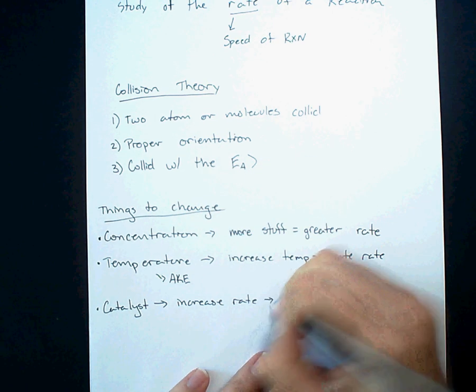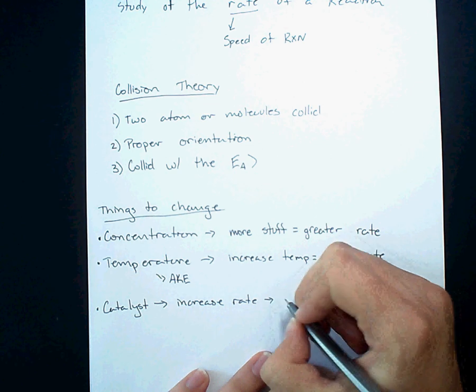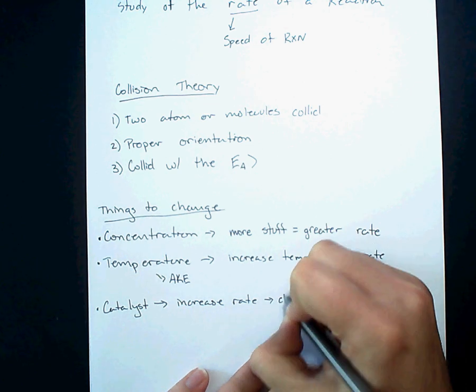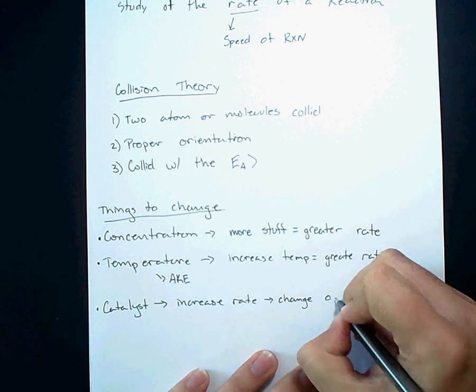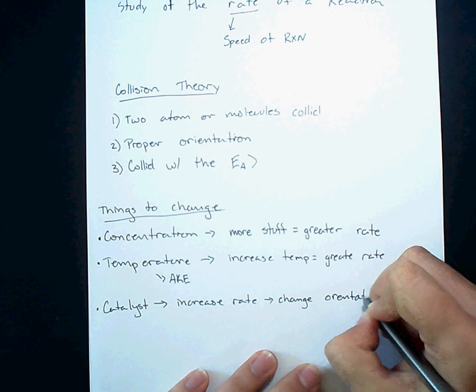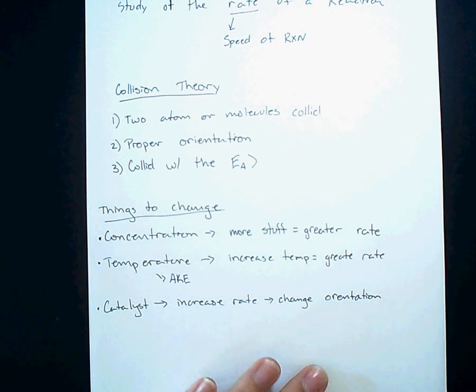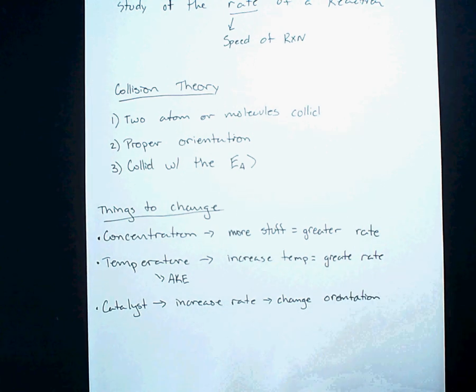That's most of it. Essentially, what it does is it holds one molecule at a certain angle, and then it allows the other one to approach and hit it with the proper orientation. That's what most of them do, especially enzymes in the body. They definitely change the orientation more than anything else.